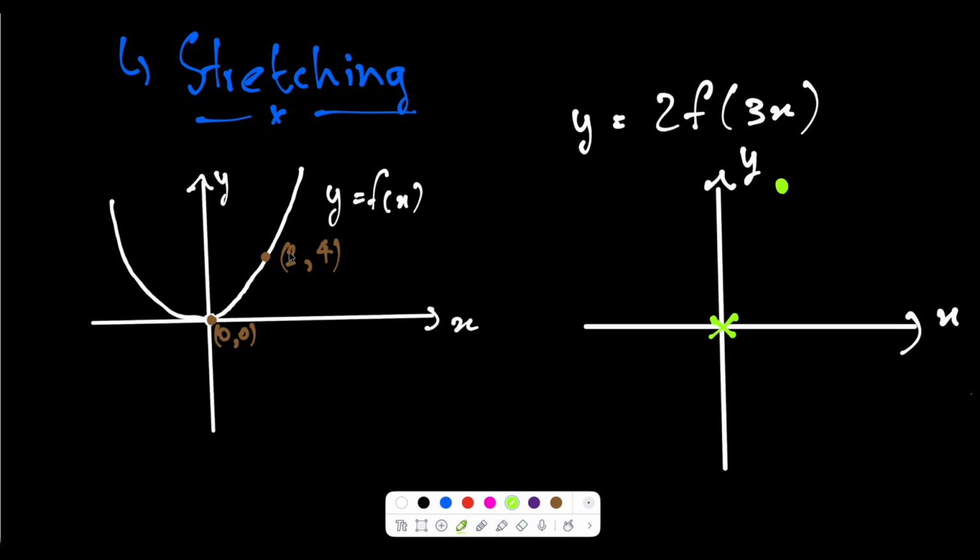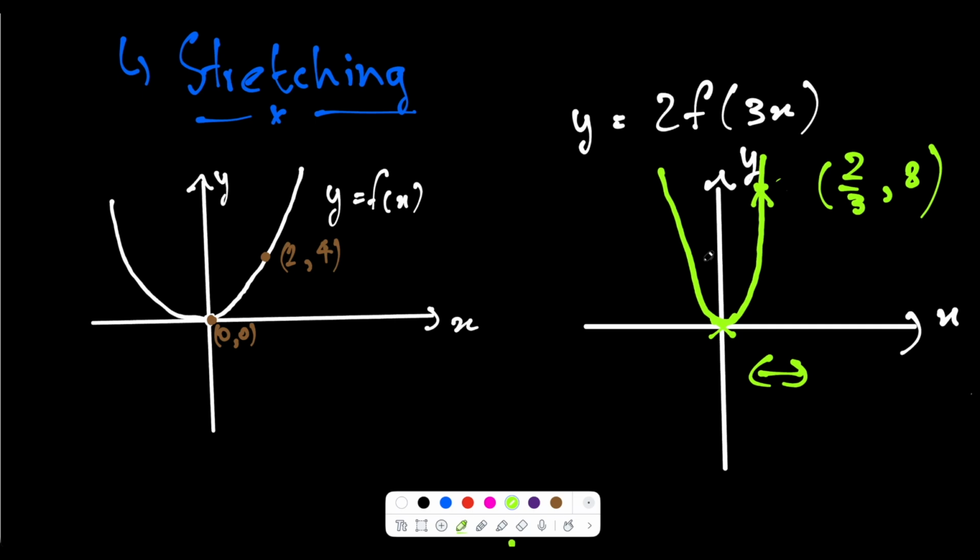And our x value, which is 2, will be multiplied by 1 over 3. That becomes 2 over 3, which will become closer to the origin. So let me move this point to the left, somewhere around here. That will be our final point, which is (2 over 3, 8). And therefore, our graph will look something like this. The graph has become compressed horizontally and stretched vertically.